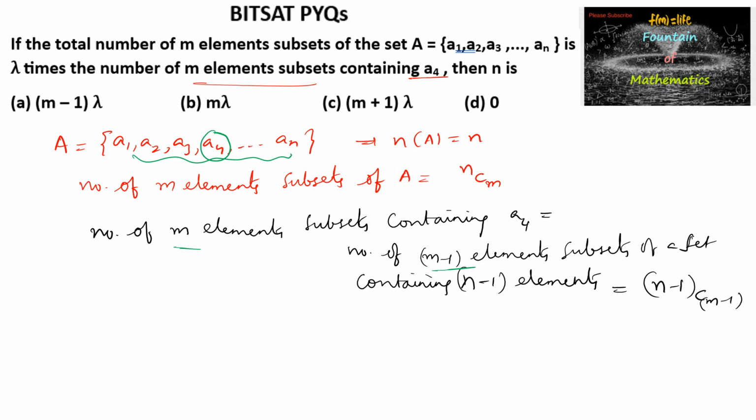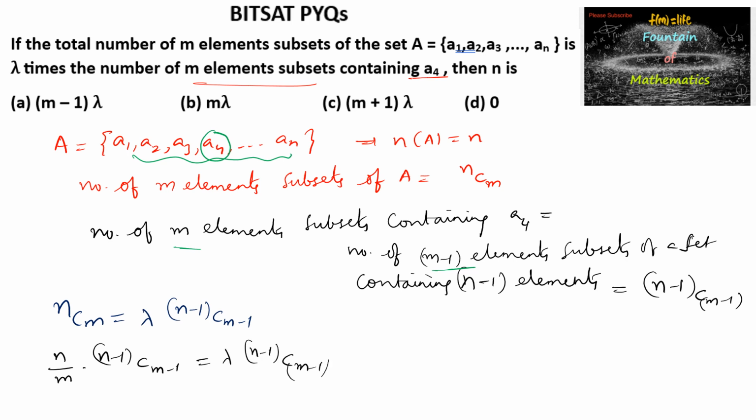so according to the given question, nCm is equal to lambda times n minus 1 C m minus 1, and we have a property for nCm, we can write n upon m into n minus 1 C m minus 1, which is equal to lambda times n minus 1 C m minus 1. So here n minus 1 C m minus 1 on both sides gets cancelled, so we can write here n upon m is equal to lambda, or we can write n is equal to m times lambda. So the value of n is m times lambda, which is option B.